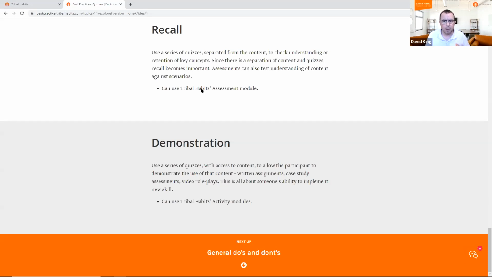These last two here are more serious, and particularly demonstration is a very serious test of someone's abilities. Demonstration, though, can't be graded by a computer. It's too complex, so it will require a human to intervene and review the video or the file that they submit. So this needs to be warranted. Is the training that you're doing warranting that level of engagement from both the learner and yourself in doing that?